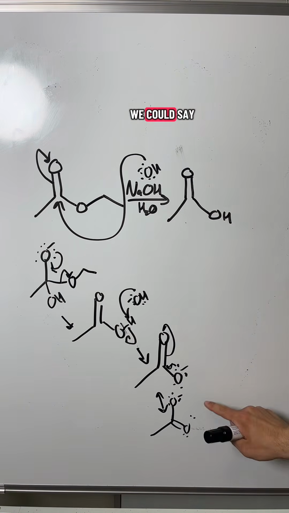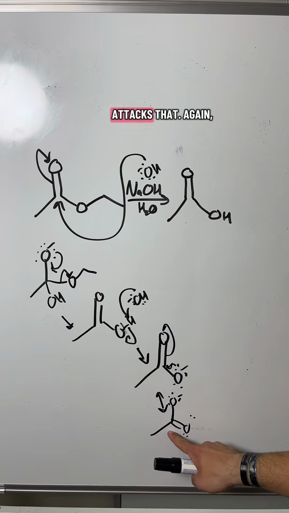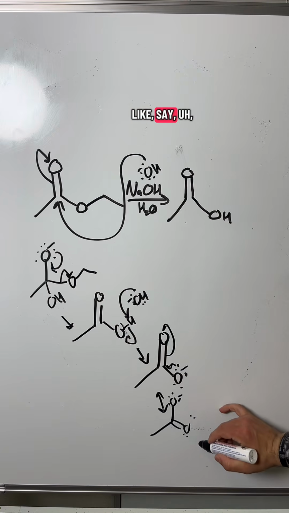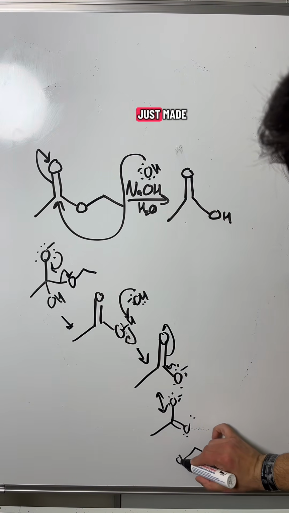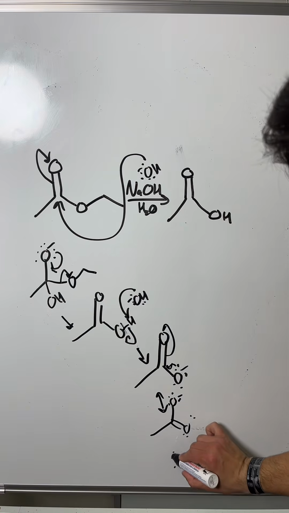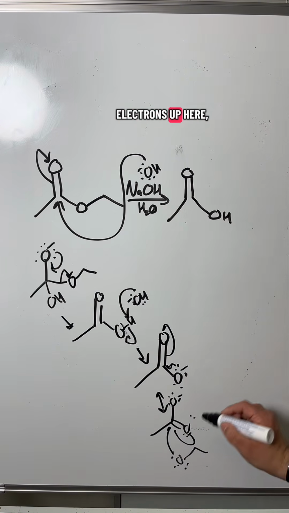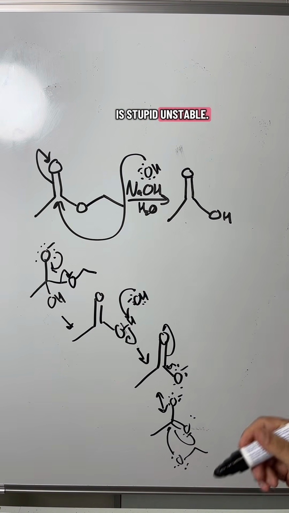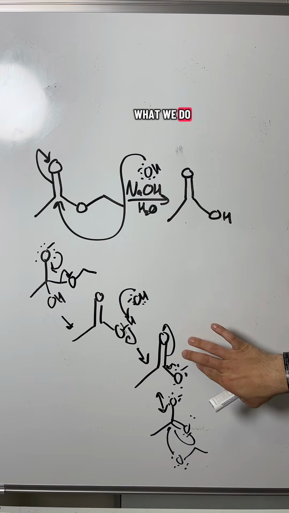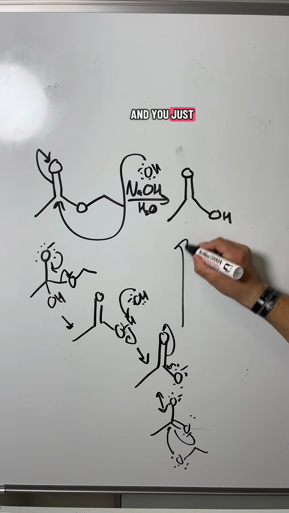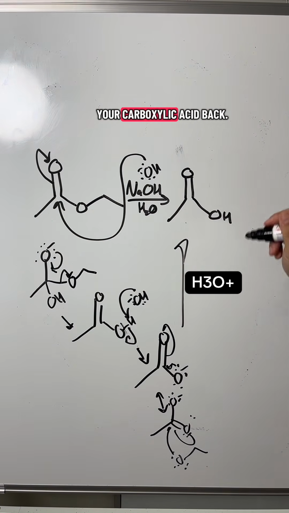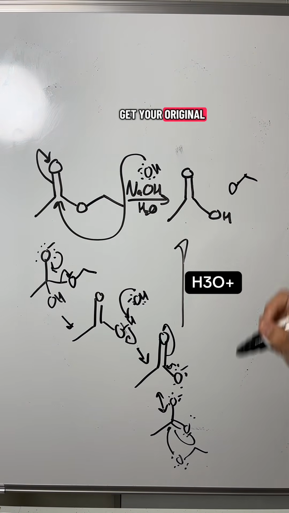And even say our alkoxide we just made comes in and attacks this again, we'd have to push these electrons up here, which makes a dication, which is stupid unstable. So in reality, what you do is you have your carboxylate ion, and then you just do acidic workup, and you get your carboxylic acid back, and you'd also get your original alcohol back.